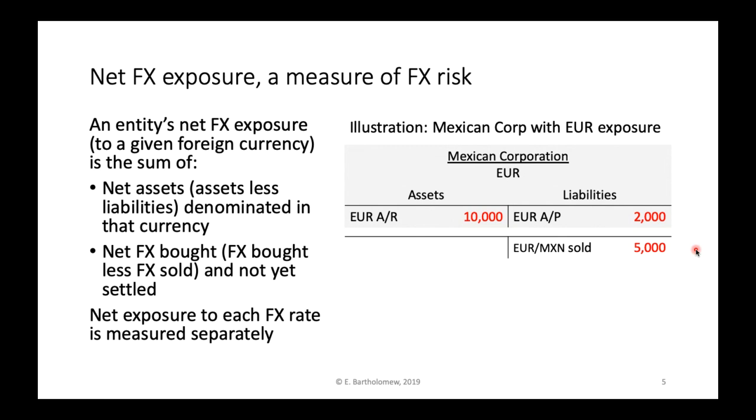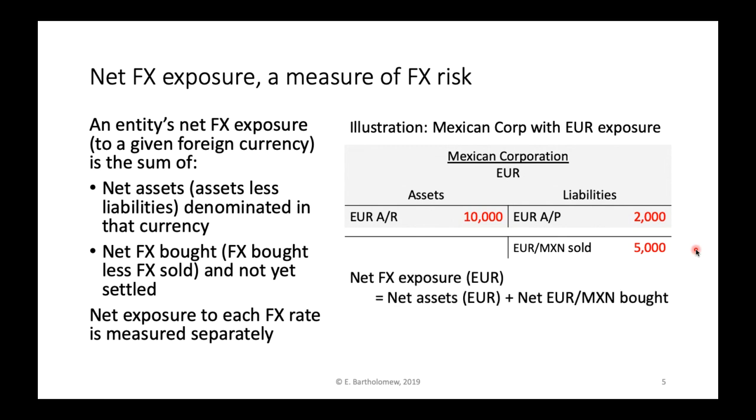So their net FX exposure in euros would be the combination of all of this. So their net assets plus their net euro against pesos bought. And in terms of the numbers, it would look like this. So net assets would be 8,000, 10,000 less 2,000. And net euro against MX peso bought would be minus 5,000 since this is sold, not bought. And then the sum of these two would be 3,000.